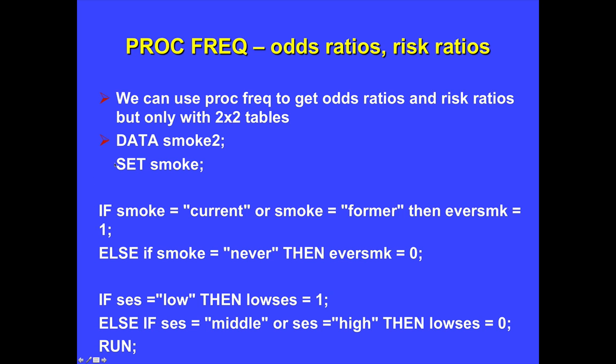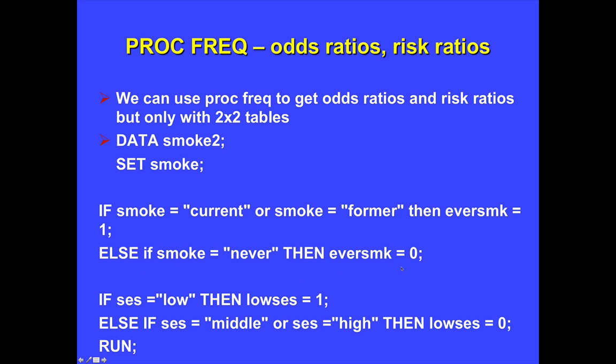This code in the slide demonstrates a data step where we're creating a new SAS output data set named SMOKE2. It's a temporary SAS data set because we're implying that it's in the WORK data library. We're starting from an input data set using the SET statement named work.smoke, and then we're simply using some IF-THEN statements to reoperationalize the smoke variable into a new variable named eversmoke, and that's simply going to be defined as eversmoke equals 1 if smoke is equal to current or former.